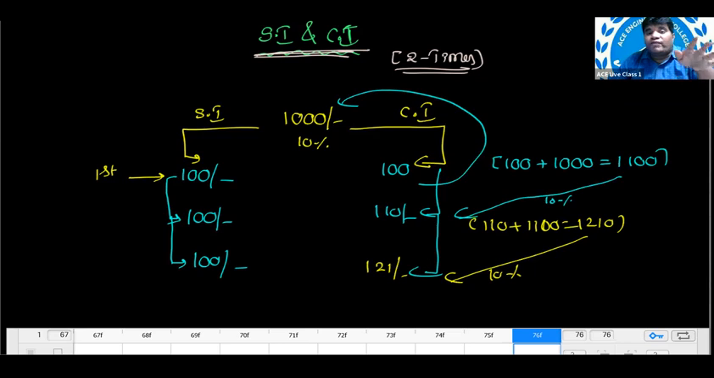But for compound interest, the first year is 100, and in the second year it is not 100, because you are not paying the 100. This 100 is added to the previous principal, and the total becomes the principal of the next year, which is called compound interest.